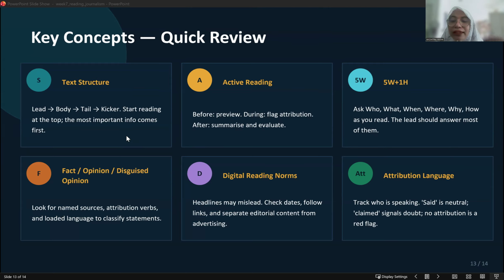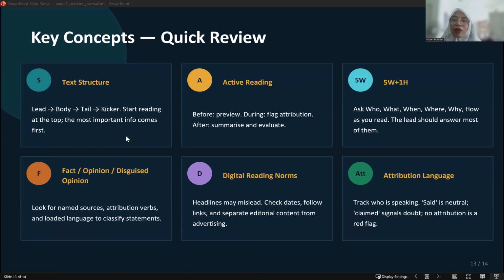And identify the 5W plus 1H: who, what, where, when, why, and how as you read. And when you're reading the lead paragraph, it should answer most of them. And look for named sources, attribution verbs, and loaded language to classify statements. Are they facts? Are they opinions? Or are they disguised opinions?